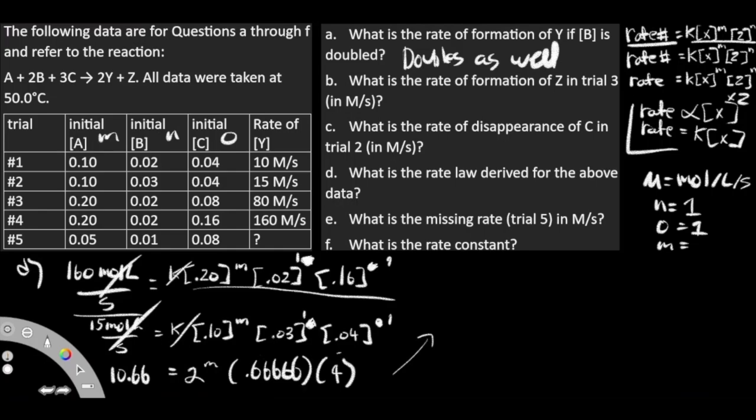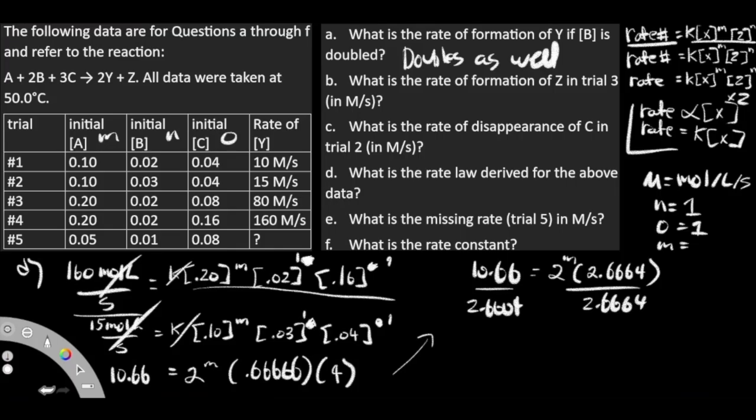So just do our 0.666 times 4. What do you end up getting? I end up getting 2.6664. Okay, times our 2 to the M, and this is our 10.66. Okay, so just divide this side by 2.6664, divide this side by 2.6664. Obviously these cancel out, so I end up getting 2 to the M is equal to whatever this is. So try it on your calculator. End up getting 3.99, so that's technically a 4. Just round it up. Okay, so 2 to the power of what gives you 4, obviously a 2. Okay, so M is equal to 2. So we just put our 2 over there.